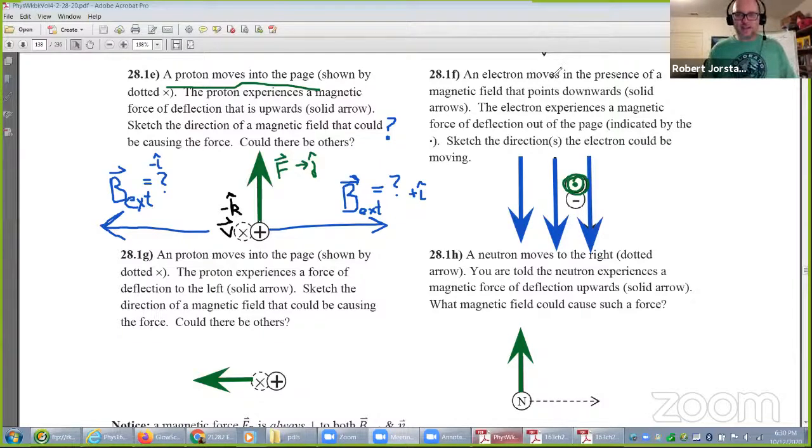So in this case, which one is it? Now I've got to check with my right hand too. So you line up your fingers with V and then I curl it to the left. Yeah, I agree. So I think Nick is right. This one doesn't work. This one does work. That could be causing the force. Could there be others?